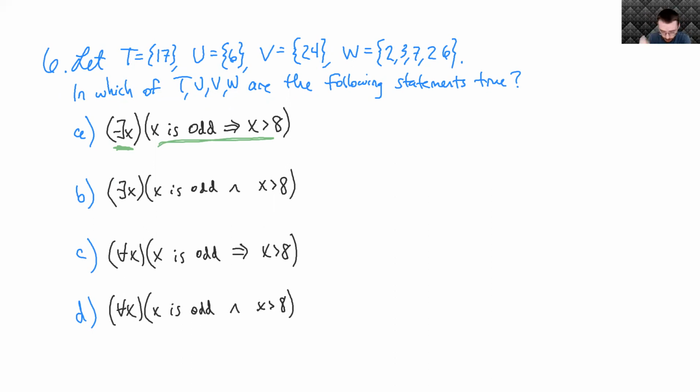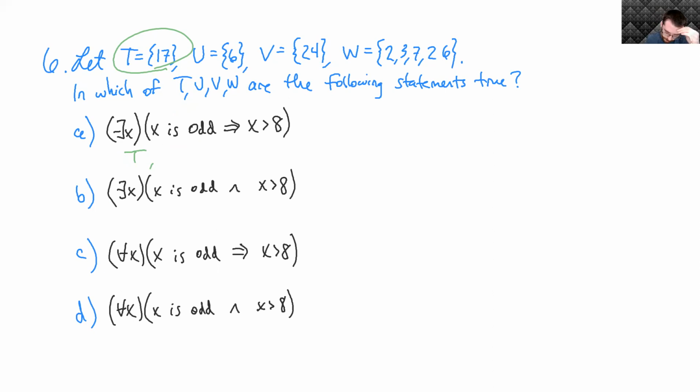Okay, so let's think through it one at a time. How about T? Does T work? Well, the only element in T is 17. And does 17 satisfy this implication? Well, 17's odd, and 17's greater than 8. So yeah, that works. Okay, so I'll say T checks out.